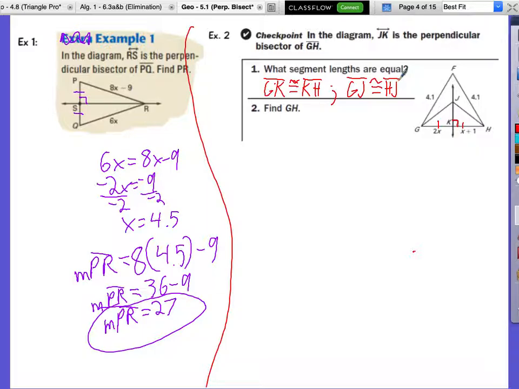So, how can we find segment GH? How can we find the length of GH?